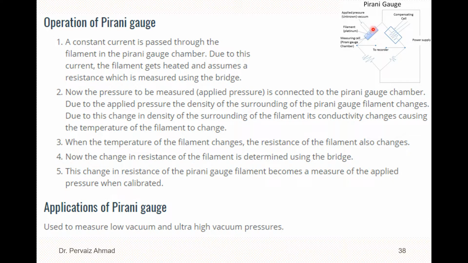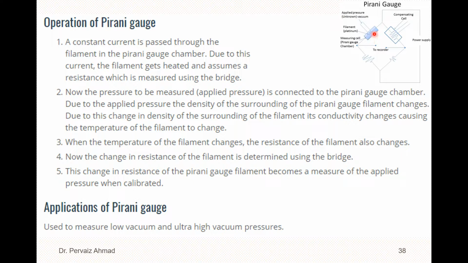You know that this section is the Pirani gauge chamber, and inside this chamber we have a platinum filament. During the operation, a constant current is passed through the filament in the Pirani gauge chamber. This is the filament, and a constant current is passed through it.